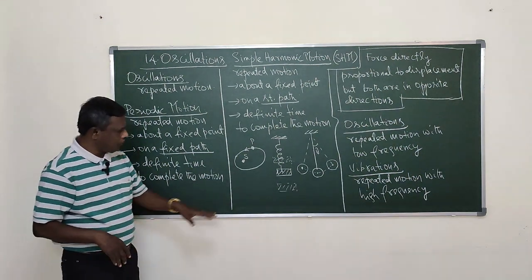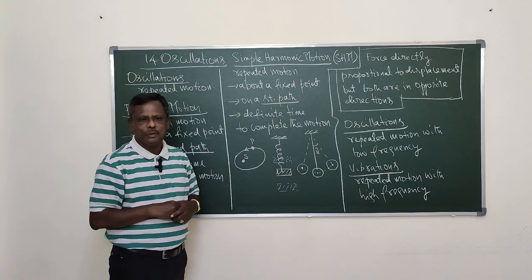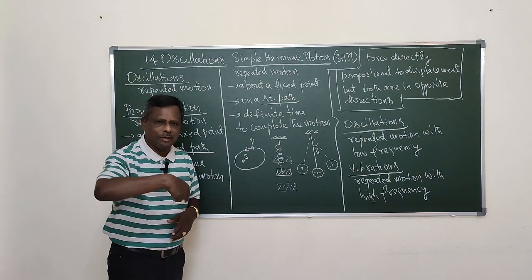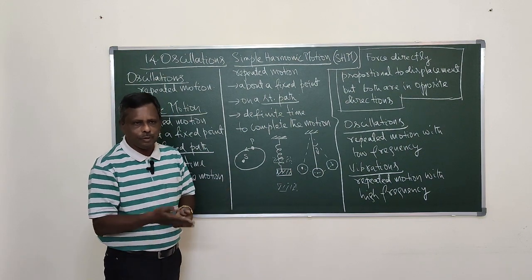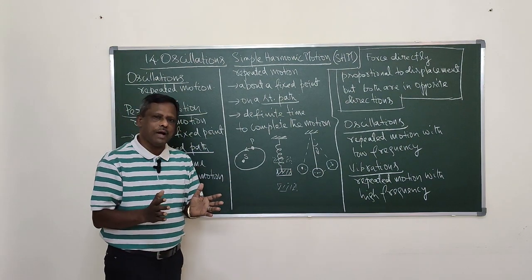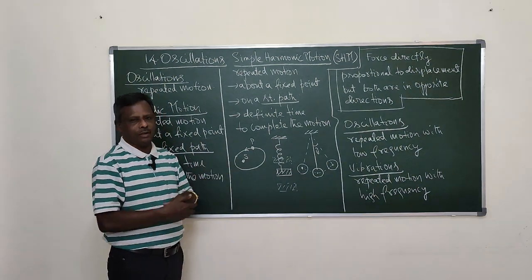I'll give some examples. Here the first diagram shows how the planet moves around the sun. You know planets are moving around the sun in an elliptical path. Where is the fixed point? The sun is a fixed point. The path, we know, is an elliptical path. Every planet takes a definite time to complete the motion. So that's why it's a periodic motion.